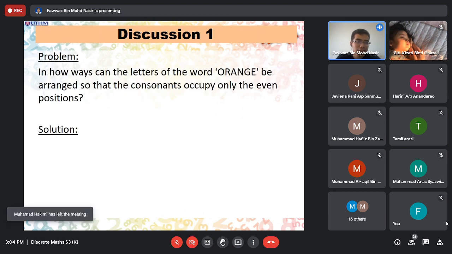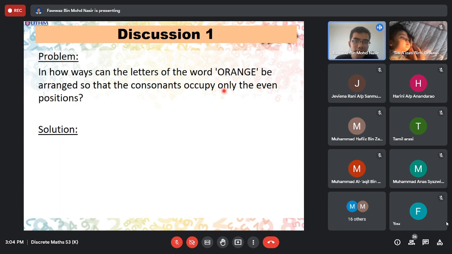Kemudian kita tengok pula the next example. In how many ways can the letters of the word orange be arranged so that consonants occupy only even positions? Okay, so in this case kita ada 6 position, right? Kita ada 6 position and dia suruh cari the number of ways yang kita boleh arrange these letters from the word orange ni. Di mana dia letak condition dia consonant can only occupy even positions.